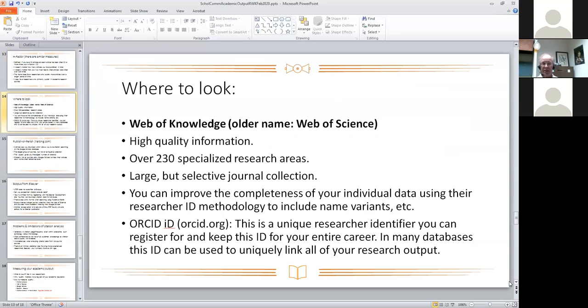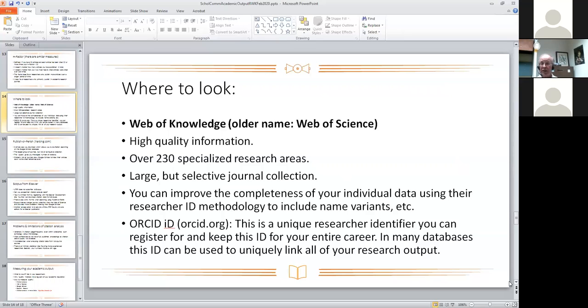Now where to look for this? You can search in the Web of Knowledge. It's more commonly known as the Web of Science. It covers not just science and engineering, health sciences, it covers humanities and social sciences along with that, okay? It has very high quality information, pulls things from about 13,000 publications, over 230 specialized research areas. It's a large but selective journal collection.